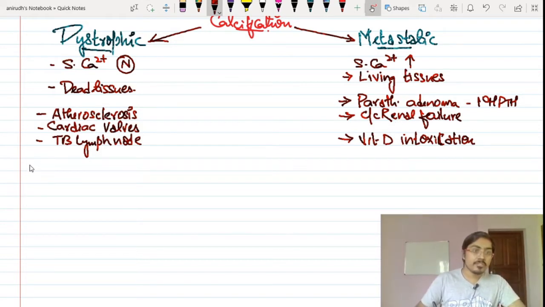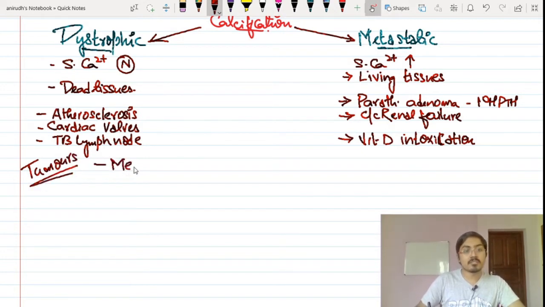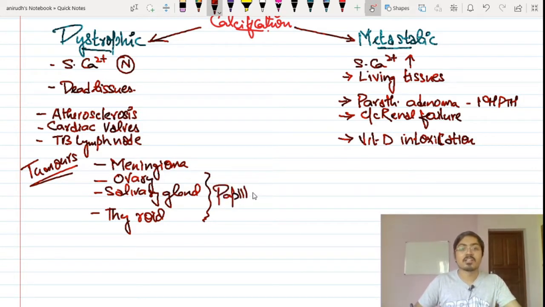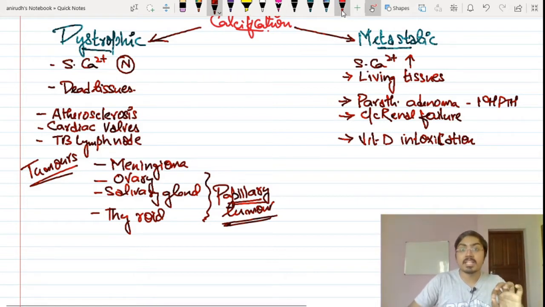Okay, if you talk about certain tumors, what kind of tumors am I talking about? Meningioma is the best example, right? The other ones: ovary, salivary gland, and thyroid. Meningioma is a tumor as it is. Now in these glands, if you talk about the papillary tumors, papillary thyroid carcinoma, salivary gland carcinoma, in all the papillary tumors of these glands, you have some kind of typical calcification. So you will get the calcification in this particular format.